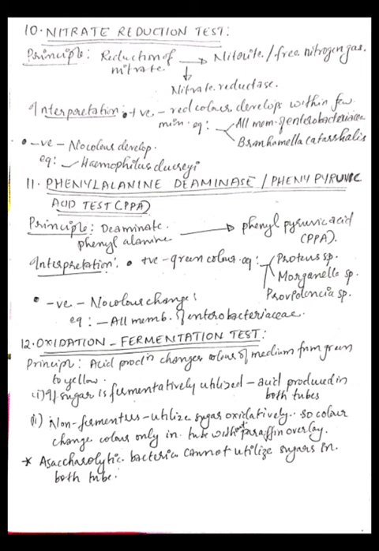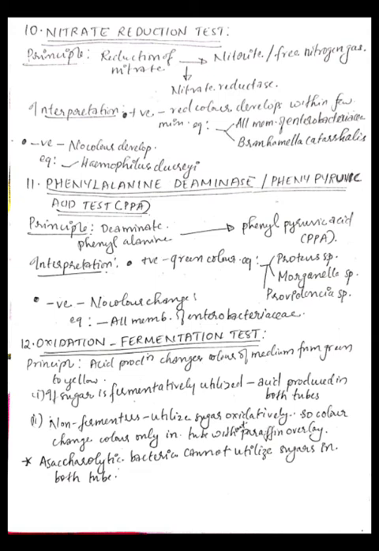Next test is phenylalanine deaminase or phenyl pyruvic acid test, PPA test. The principle is deamination of phenylalanine into phenyl pyruvic acid. If it is positive, there is green color, and it is given by Proteus species, Morganella species and Providencia species. If it is negative, there is no color change, and it is given by all members of Enterobacteriaceae. So the PPA test is negative for all members of Enterobacteriaceae.